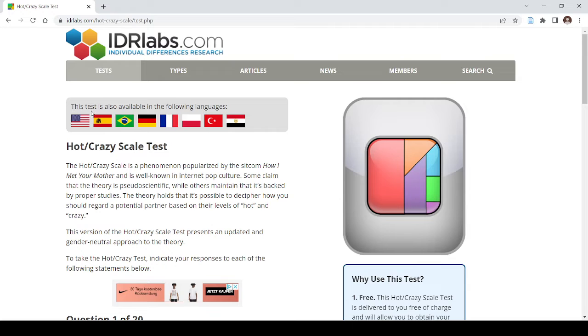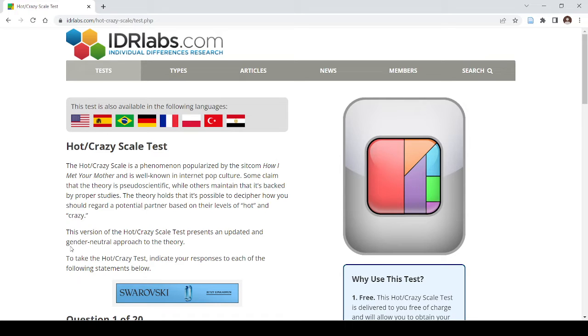Starting with this. This test is also available in the following languages. And yeah, among them US. I think this is supposed to represent English, but this page already is in English, so it's kind of wrong to call it also available in English when the default is English. Or is this supposed to be British English, and when you click it you get US English? Like, seriously? Is that what's going on here, IDR Labs? I'd like to know.